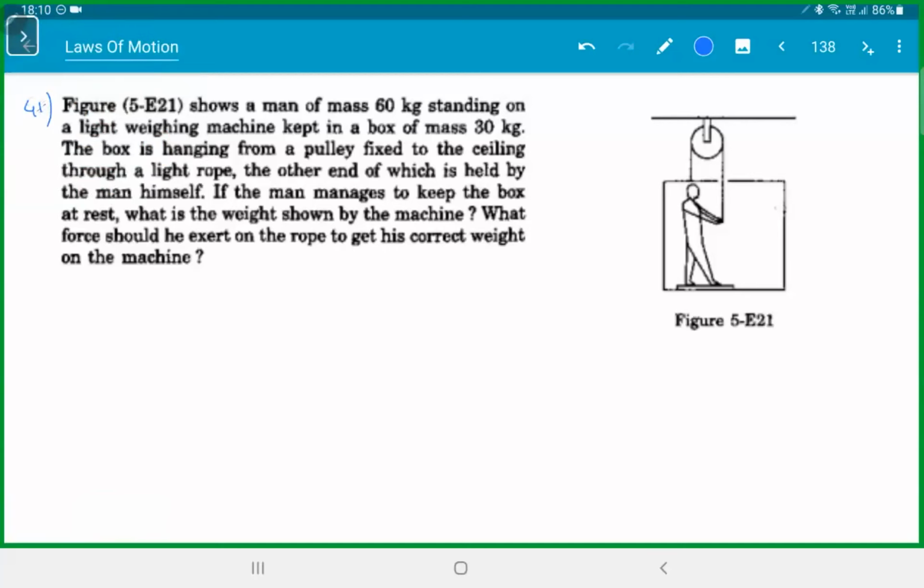How to do this thing? So we have a weighing machine and the person standing inside the box. So before going ahead, tell me one thing. What does the weighing machine measure? The weight, so the mass. No, no, no, no, no. It's not mass. You guys are getting confused. See, what I measure and what I show are two different things. Weighing machine measures normal reaction.